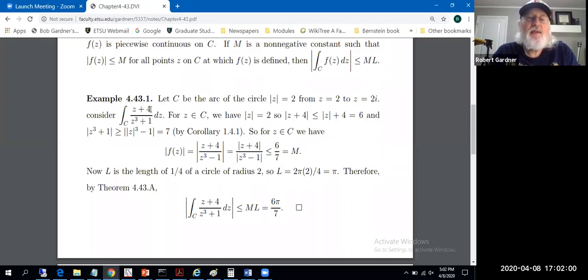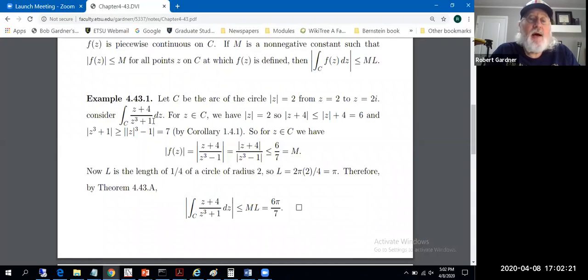So let's see how big the numerator could be. The modulus of z plus 4 is less than or equal to the modulus of z plus the modulus of 4. It's the triangle inequality. And we know mod z is 2, so we get an upper bound of 6 on the numerator.